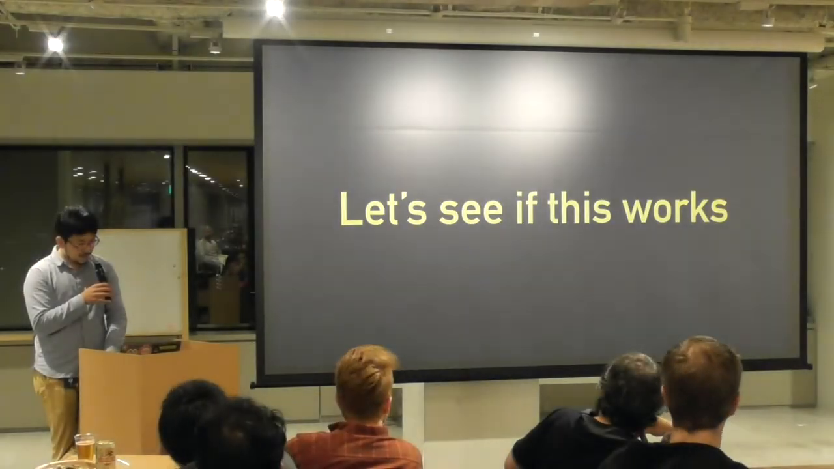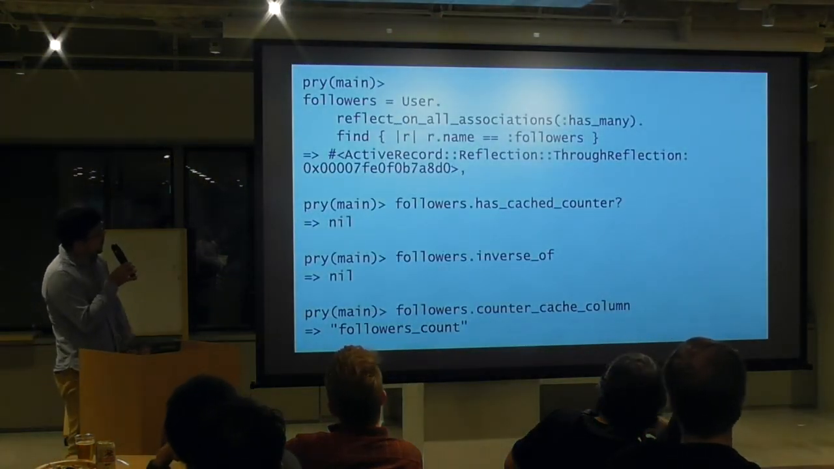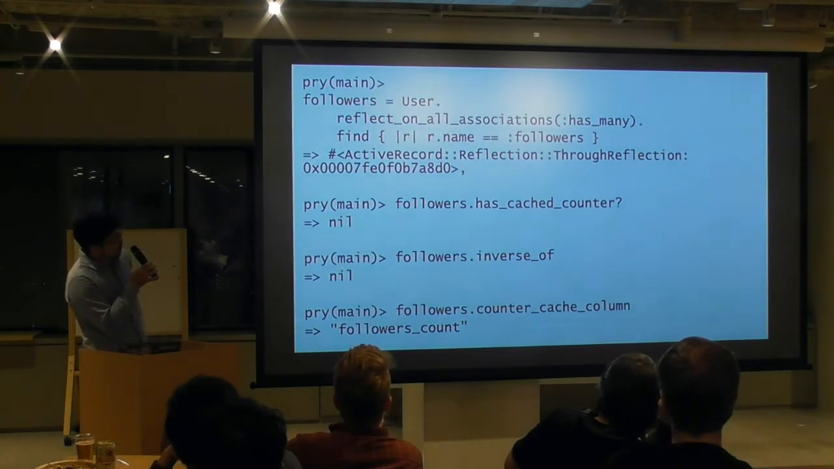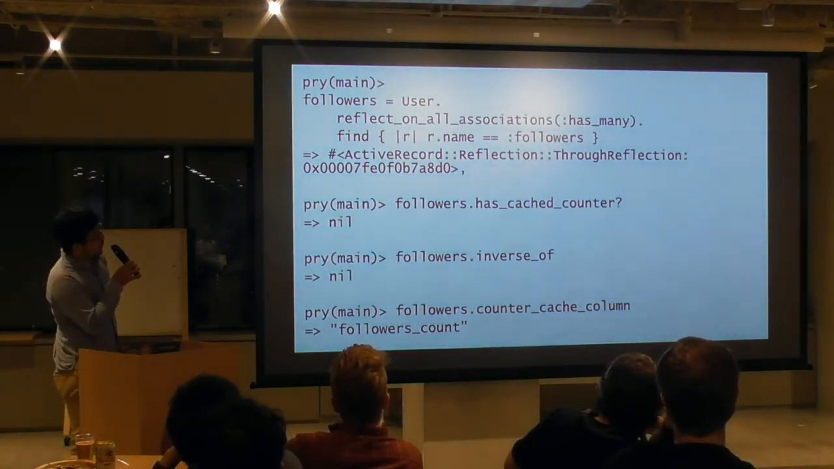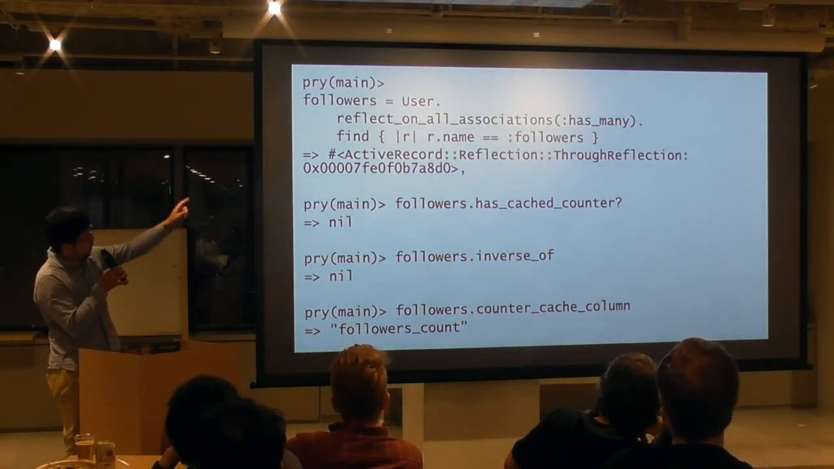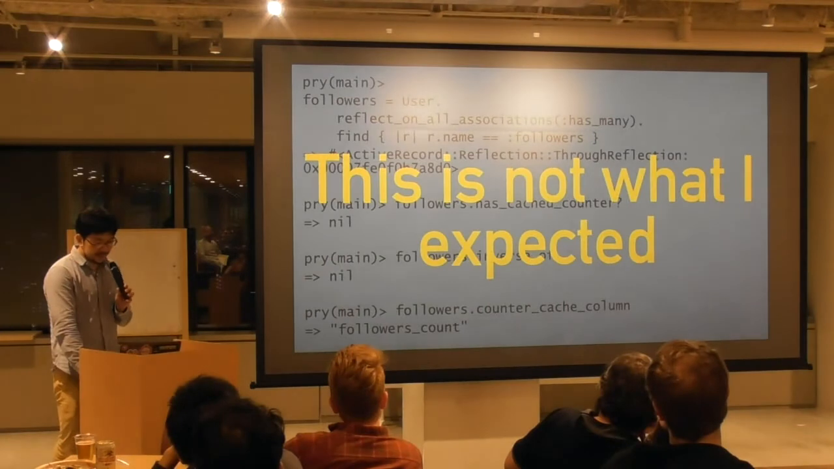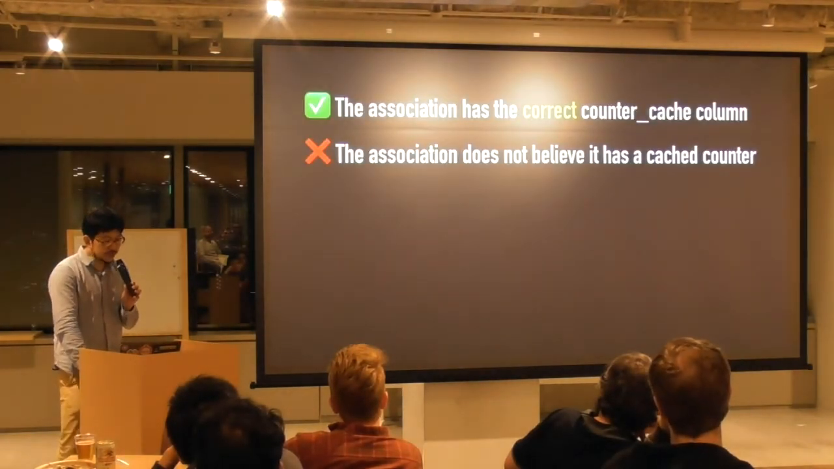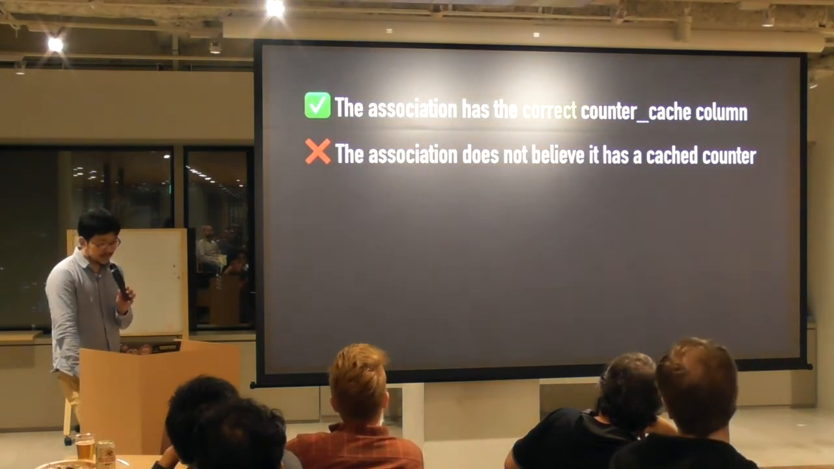So if we have a look at how it works, you can run this separately in Pry. You can use this method here, reflect_on_all_associations has many, to get the association, and then use that to figure out the cache counter. So what I did was open up Pry, type this in, and have a look. It didn't have a cache counter, not really what I expected. So even though it's got the correct column, it doesn't believe that it's got a cache counter, which is completely counter to expectations here.